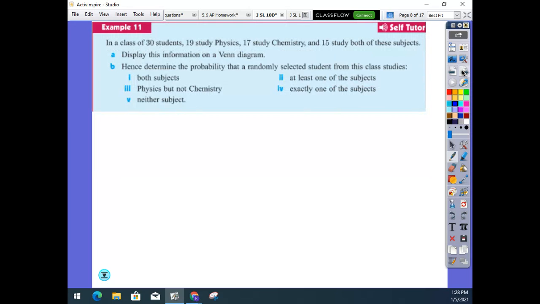All right, so we have 30 students in a class, 19 are studying physics, 17 are studying chemistry, and 15 study both. So the first thing we're going to do is do a Venn diagram to organize our information. I'm going to tell you, a lot of times you've got to come up with the Venn diagram to organize it yourself. So that's something that's important.